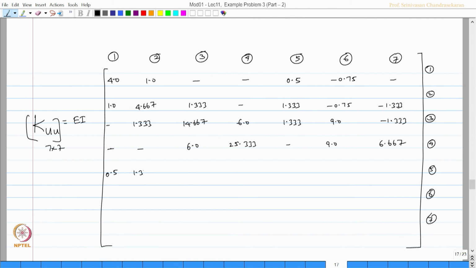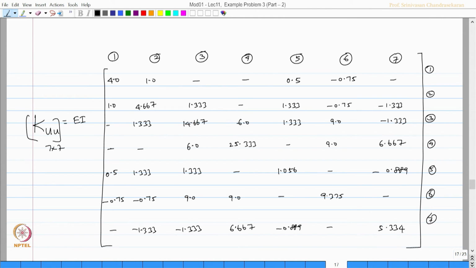0.5, 1.333, 1.333, 0, 1.056, 0, minus 0.889, sixth row values will be minus 0.75, minus 0.75, 9.0, 9.0, 0, 9.375 and 0. The last row values are minus 1.333, minus 1.333, 6.667, minus 0.889, 0, 5.334. I get KUU, which is nothing but choosing the values of these.